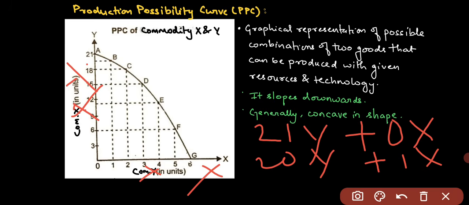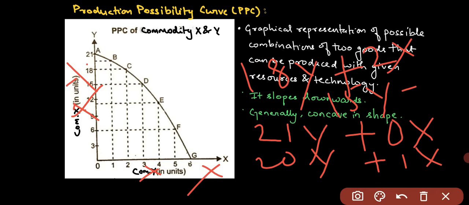You see here, when we are going to produce 18 units of commodity Y, we can produce 2 units of commodity X. When we are going to produce 15 units of Y, we can produce 3 units of commodity X at point D. Point D represents you are producing 11 units of Y and 4 units of X. You see here 11Y, 4X.